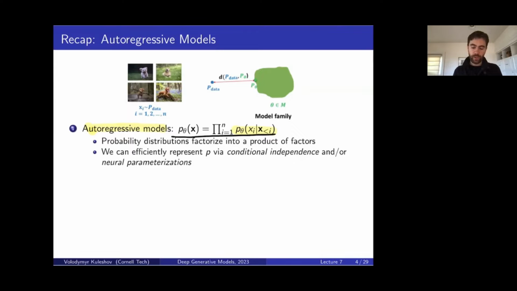And there are two main ways of specifying what this conditional is. One technique that we saw earlier, which is not an instance of deep generative modeling, but is a classical and important technique in machine learning, is using conditional independence. These kinds of models are called Bayesian networks. But the more modern way of doing it, and what we're looking at in this course, is using neural networks for parameterizing these conditionals. That leads to models like WaveNet or PixelCNN. And there are also a few older models that we have seen. So those are autoregressive models.